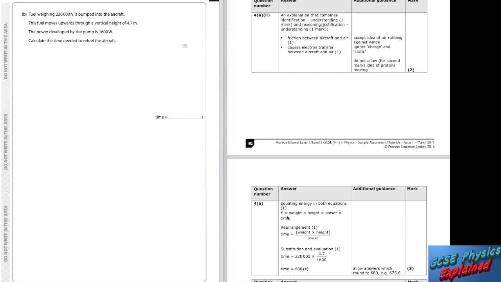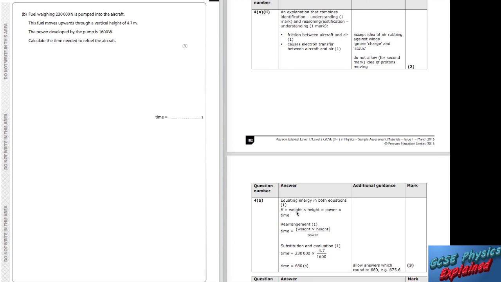So energy, gravitational potential energy, equals weight times by height. So that's normally mass times by gravity times by height. Now that is also going to equal the energy transferred, which is power times by time. So if we rearrange those equations, we can get time: the weight times by the height divided by the power will give us the time. So you just pop your numbers in and the answer should come out as 680 seconds.